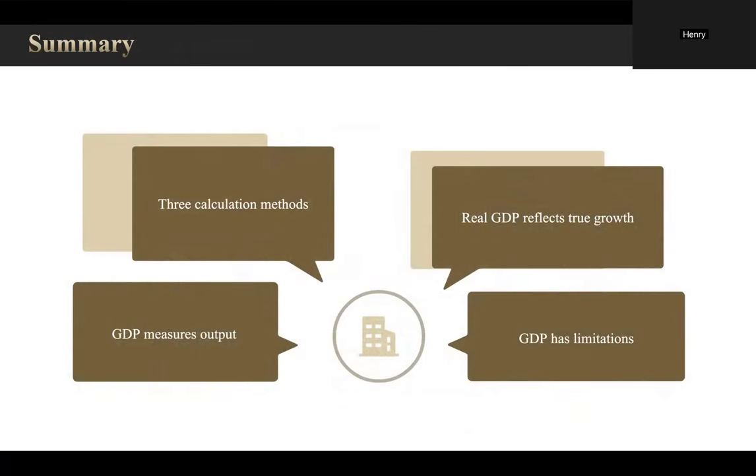Now let's summarize the key ideas. GDP measures the total value of output in an economy. It can be calculated using three different methods. Real GDP is used to measure actual growth. GDP per capita gives a rough idea of living standards. However, GDP has important limitations. It does not fully capture well-being, inequality, or sustainability. So while GDP is a powerful tool, it should always be used alongside other indicators.